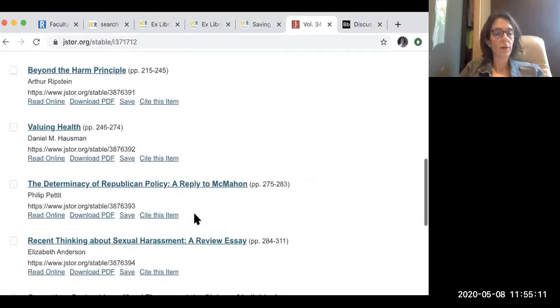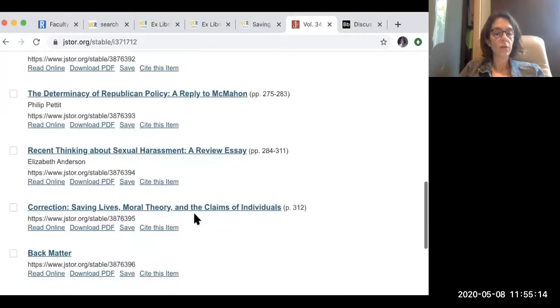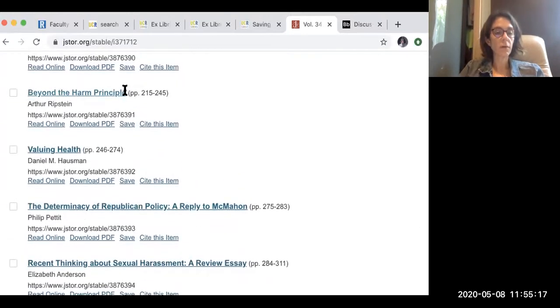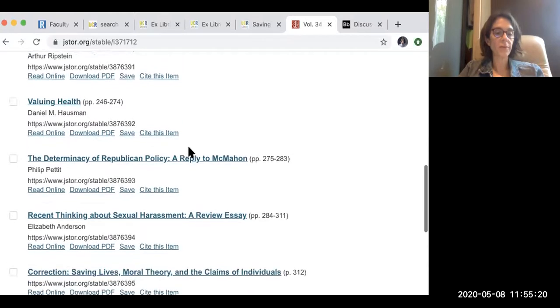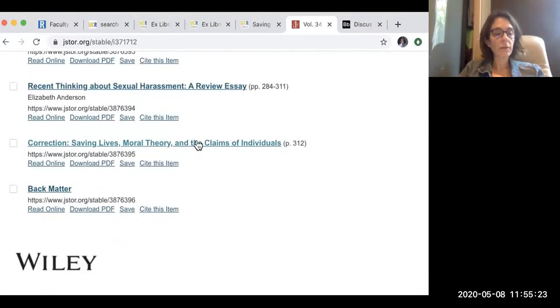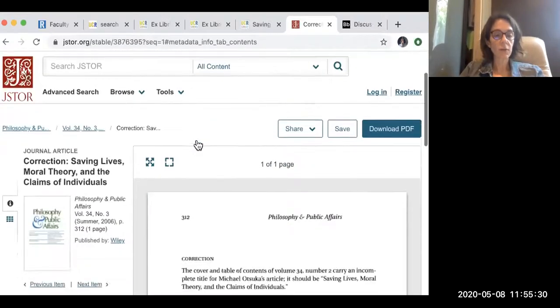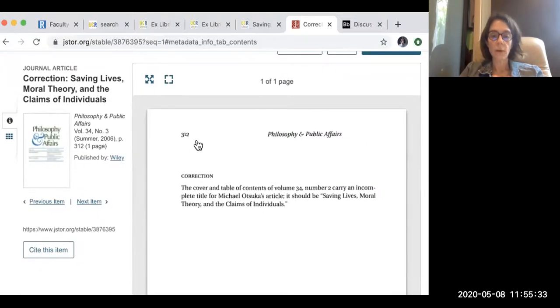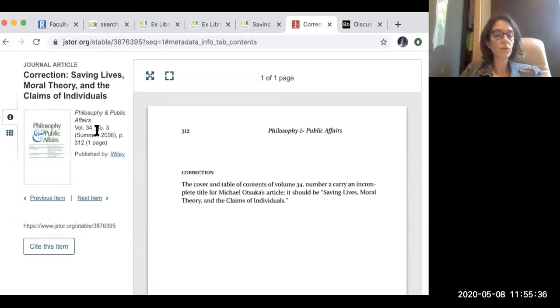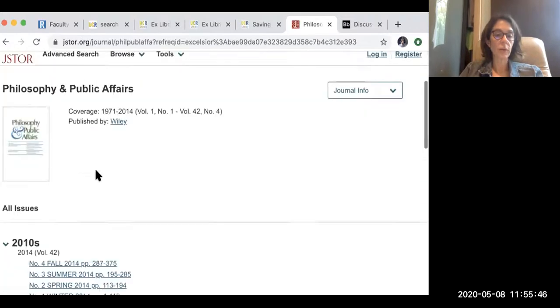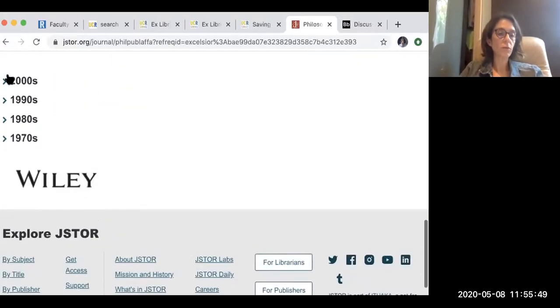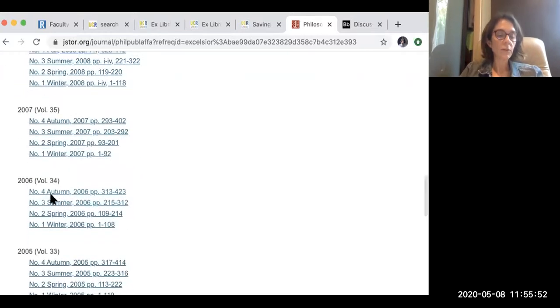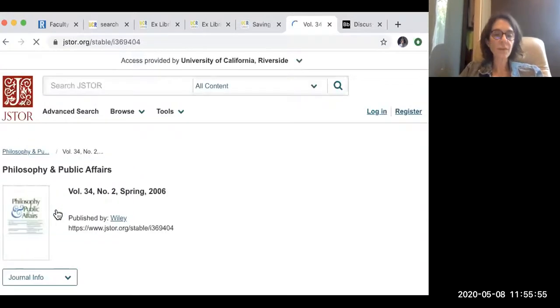Front matter, beyond the harm principle, valuing health. So it looks like some of these are actually really great. You might want to check out beyond the harm principle or valuing health. So this looks like it's a correction. So we might actually have to look into a different volume 34, number 2. So we're in number 3, right? Which means we actually have to go back to number 2. So see how you have to do a little bit of sleuthing. 2006 is a little old, but depending on the topic, it's okay.